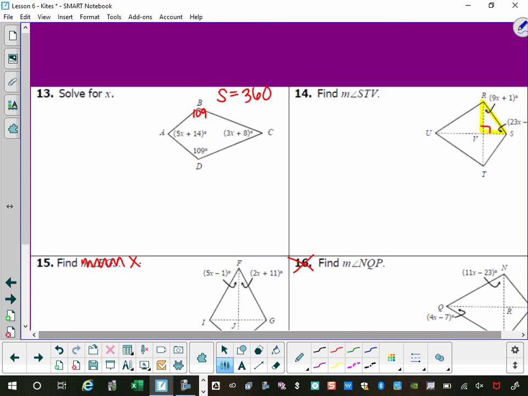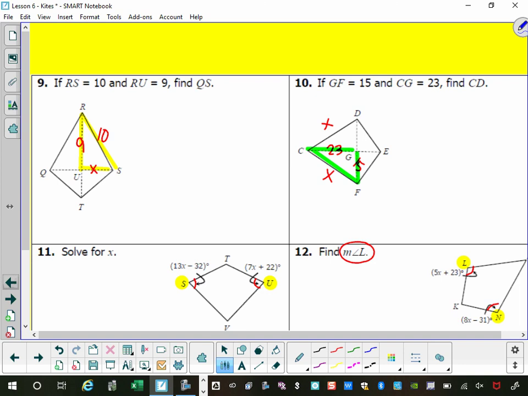On number 9, you should have had x squared plus 9 squared is equal to 10 squared. What'd you guys get for x? 4.35. Yeah, we round to 4.4. So to find QS, that means that this is 4.4, and this is 4.4. The whole thing of QS will equal what? 8.8. Good.